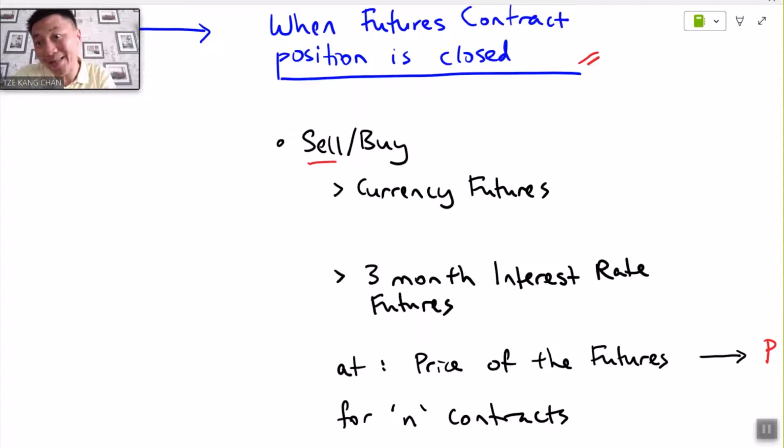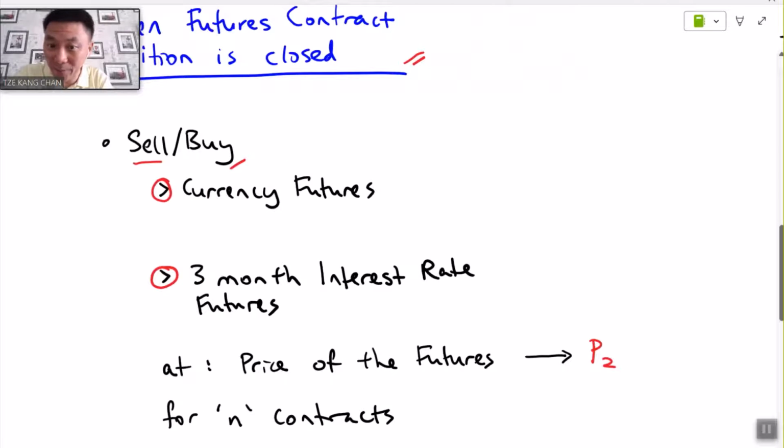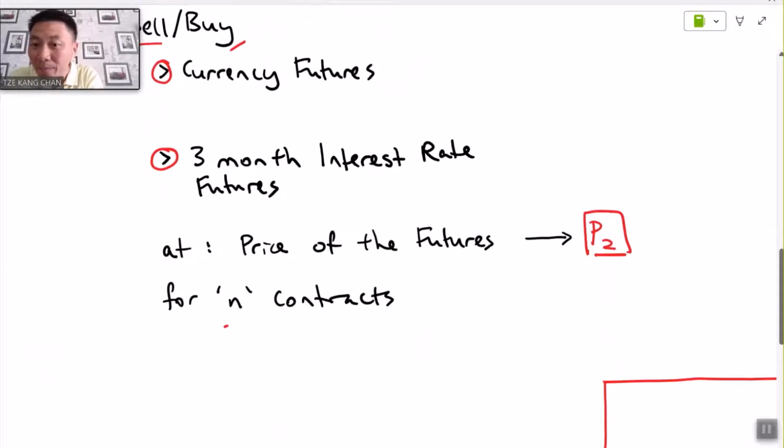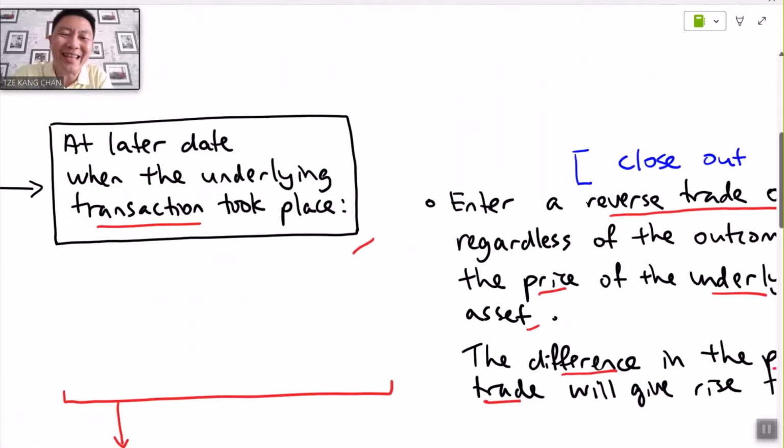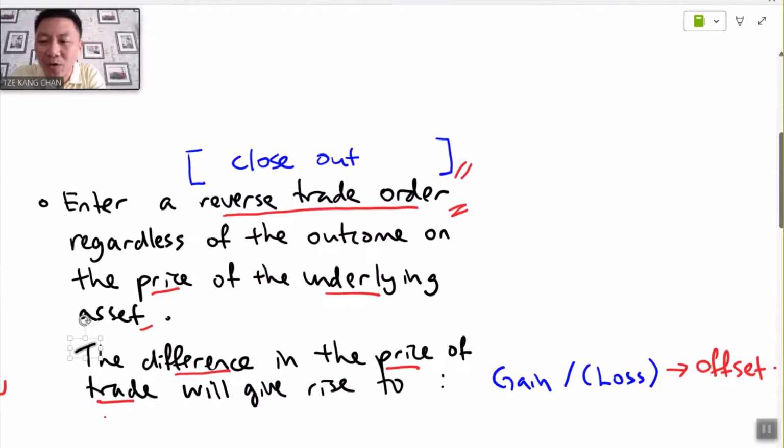When it's sold at the start, it then becomes buy later. So you would then sell the currency futures or the 3 months interest rate futures, which is applicable at the price of the futures contract that is now becoming P2. And the same number of contracts will be entered for closing out. The difference between P2 and P1 will give rise to the gain or loss from the trading of the futures contract.